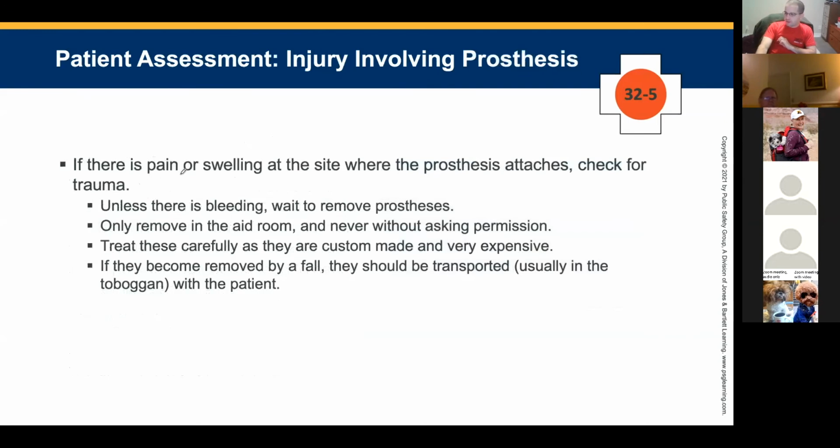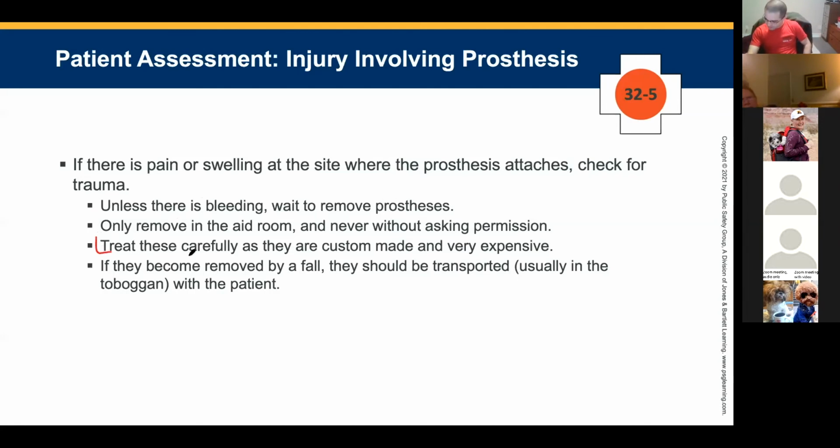If there is pain or swelling at the site where the prosthetic attaches, we want to check for trauma. Unless there's bleeding, we want to wait to remove the prosthesis. We only want to remove it in the aid room and never without asking permission. We want to treat these carefully as they are custom and can be very expensive.